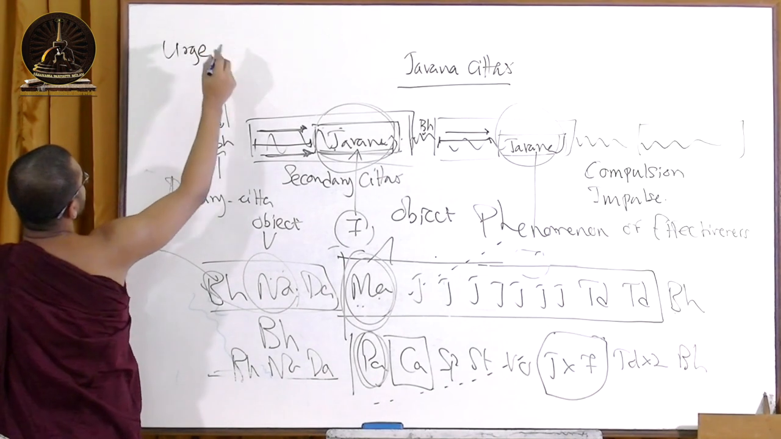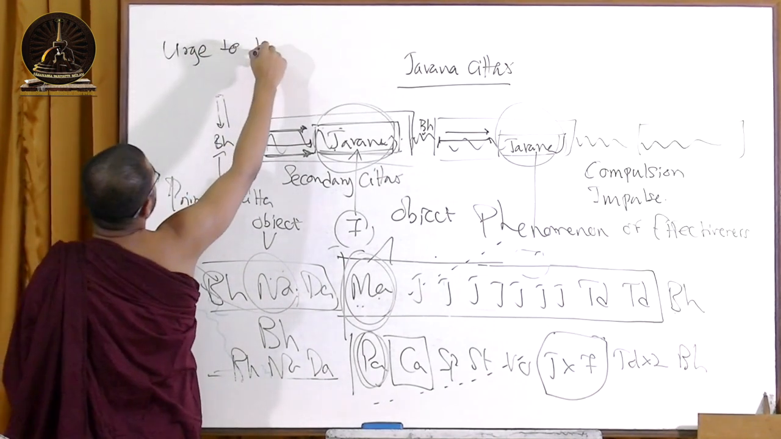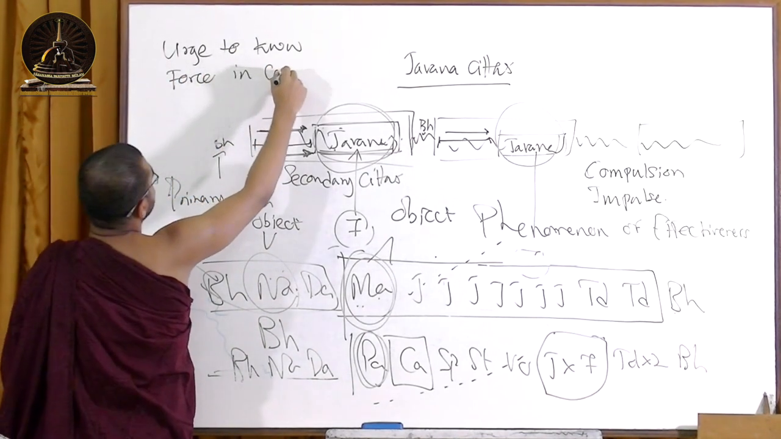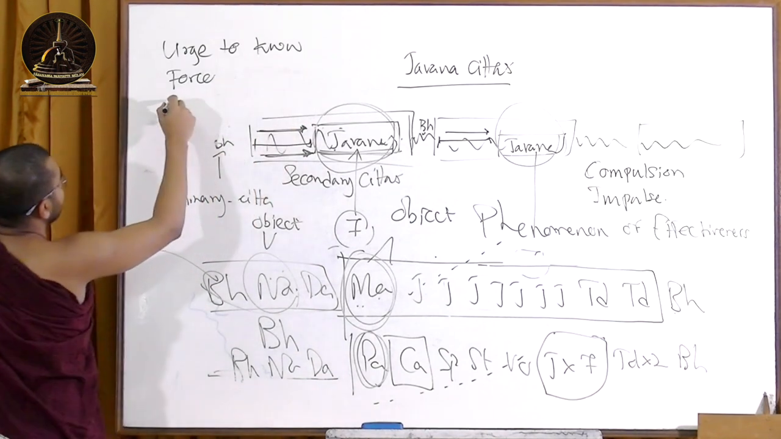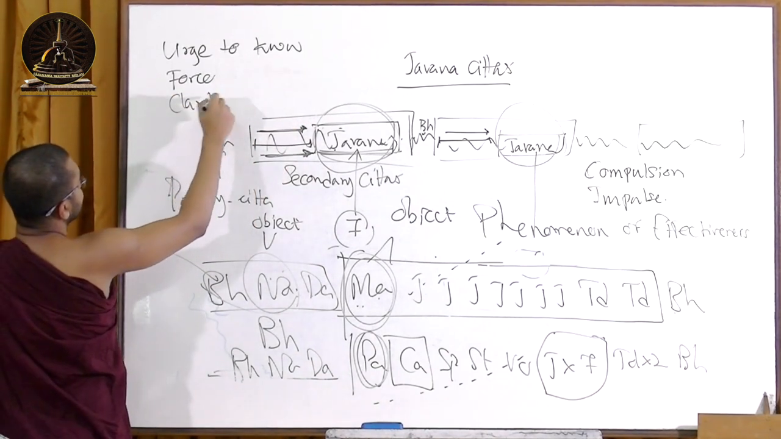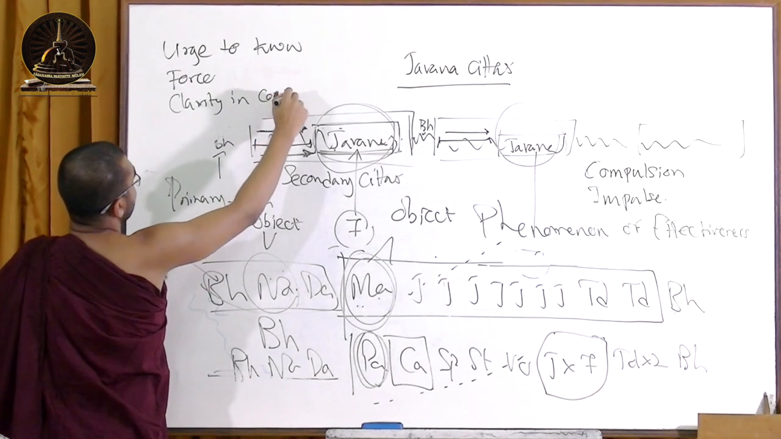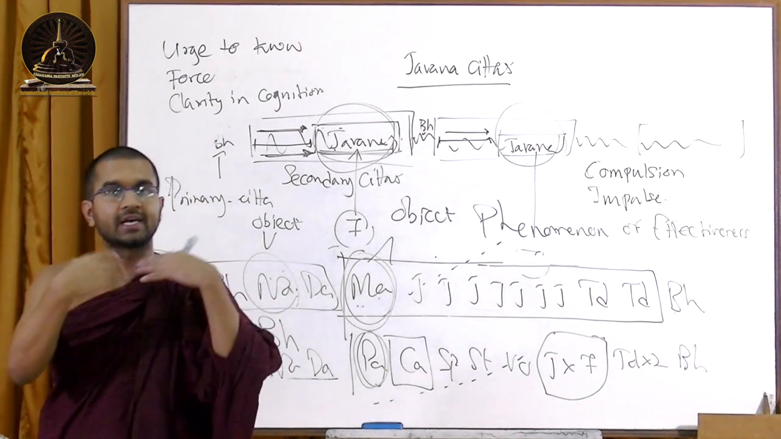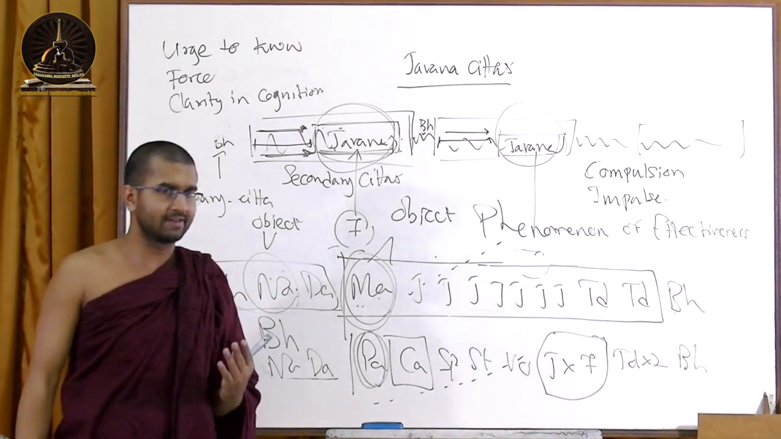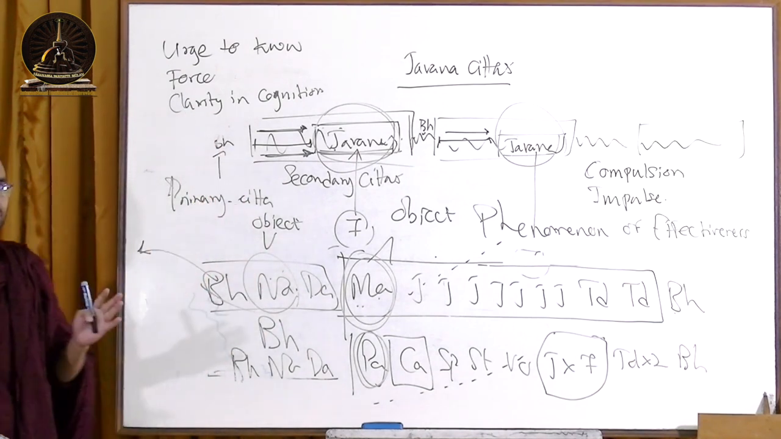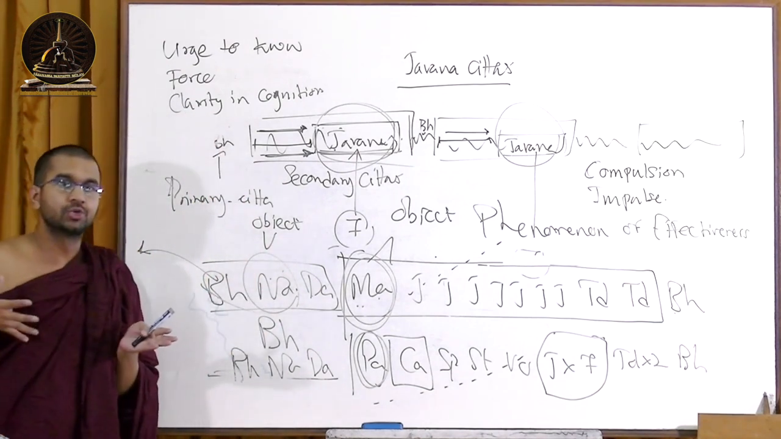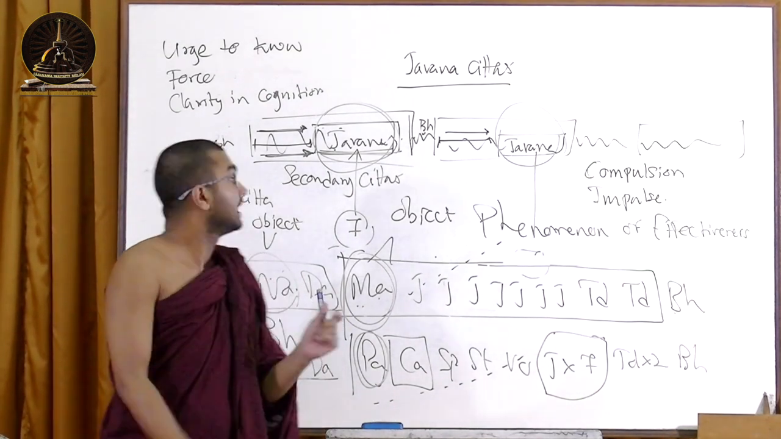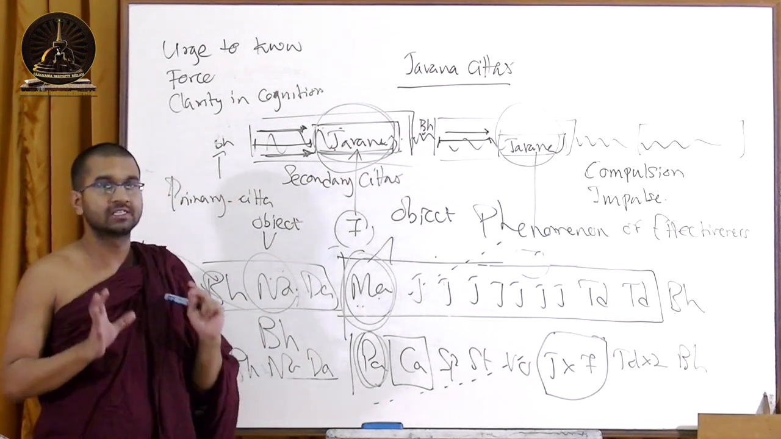The urge to know the object, then the force in cognition. We normally say its force is enough. Then the clarity in cognition. So all these three qualities in the consciousness start to increase one after one. So the urge to know the object increases, and then the force of the consciousness, that is an inherited quality of consciousness, and then the clarity in cognition starts to increase.